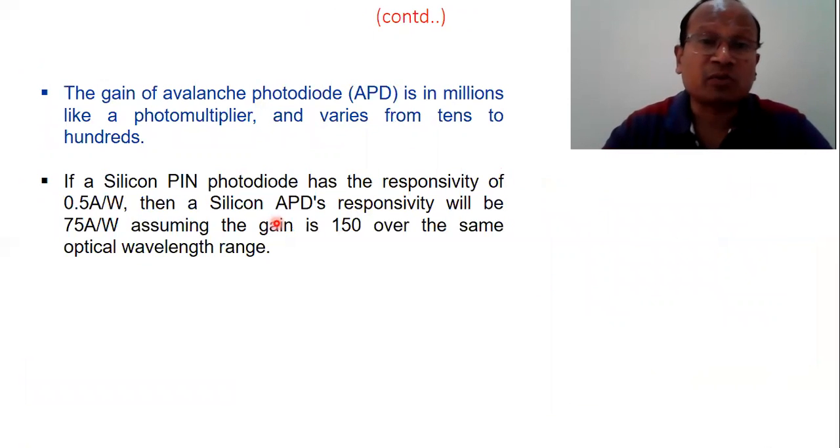The gain of an avalanche photodiode is very high, like a photomultiplier, and varies from 10 to 100. It means the gain is very, very high. Therefore, the current becomes very high in the case of the avalanche photodiode.